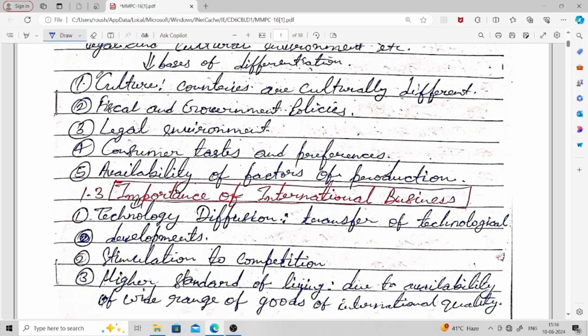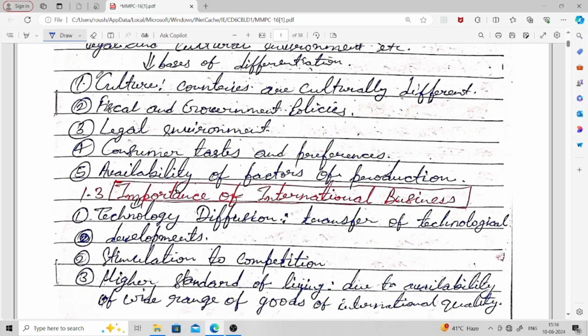Third, the legal environments of different countries are also different. So when one company tries to do business in another country, many kinds of legal issues are faced by that company. Fourth, consumer tastes and preferences are also different. There are differences among the tastes and preferences of people living in different countries. It means people in one country have different tastes and preferences compared to people living in another country.